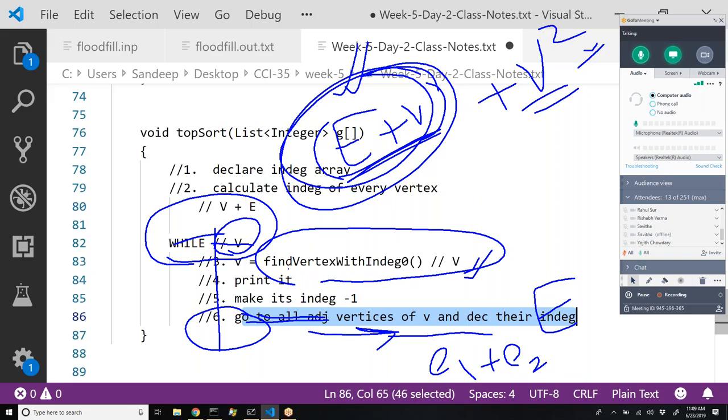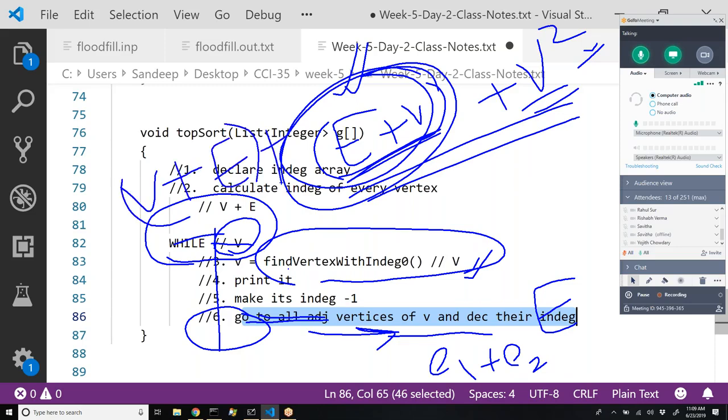That's right. So Sandeep, overall complexity would be O of v plus e for step 2, O of v square for step 3, and O of v plus e for step 6. Yes, right. So can we say that v square would always be greater than e plus v? Okay, can we say v plus will be always greater than e? Is it fair to say? Asymptotically, yes, we can say.